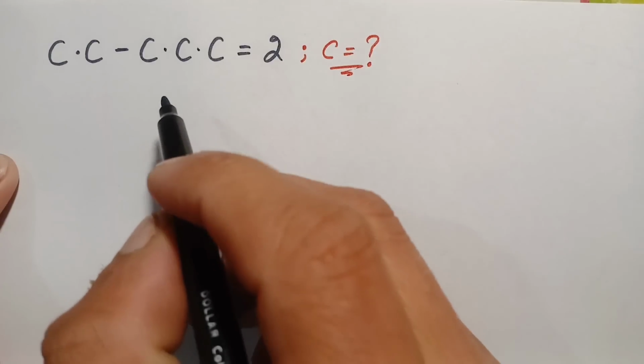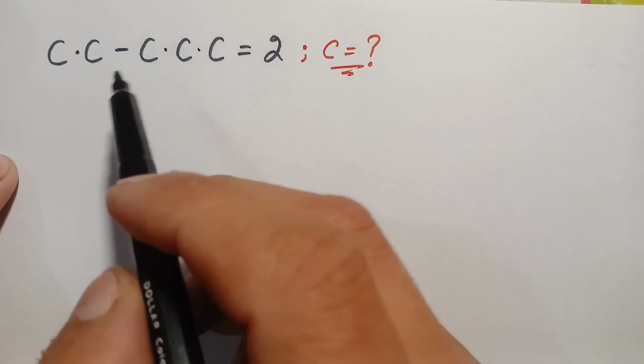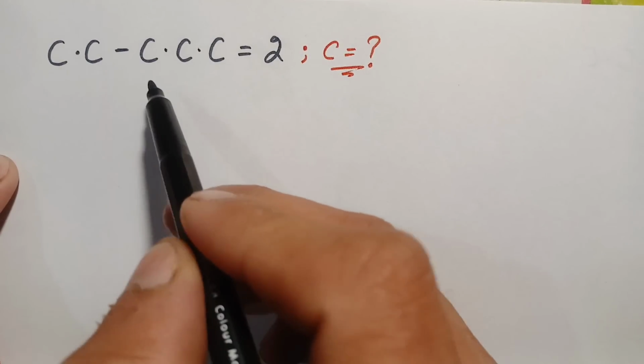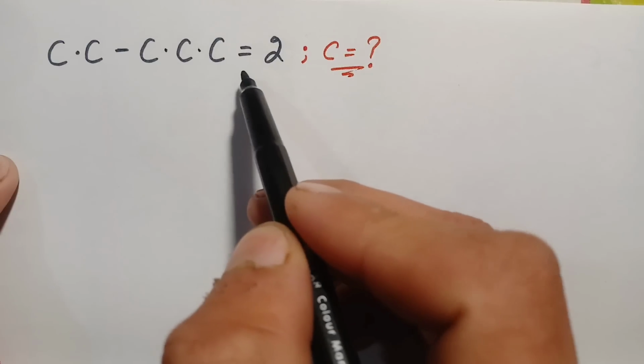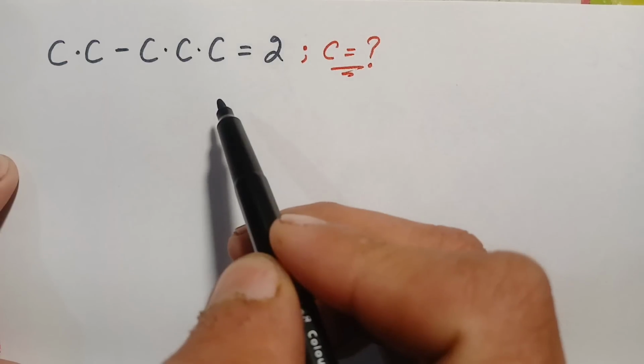Hello everyone, you are welcome to solve this nice and interesting algebra math problem, which is c times c minus c times c times c is equal to 2. So we will try to find out the value of c. How can we solve this problem?